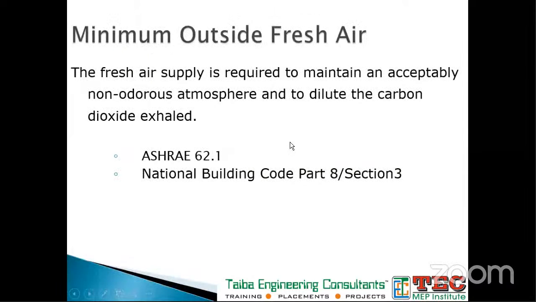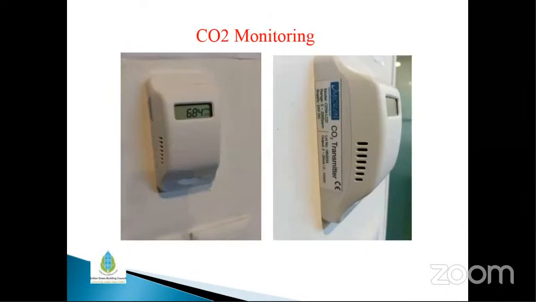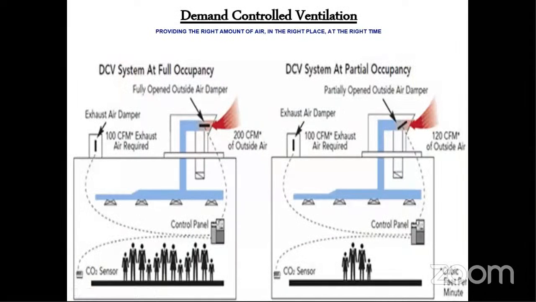We have to ensure that spaces get proper fresh air as per ASHRAE 62.1 or NBC code. To make the space efficient, we can also install a CO2 sensor which can check the ppm level of carbon monoxide, carbon dioxide in the space. And if the differential is more, then the fresh air damper can open and fresh air can be supplied.